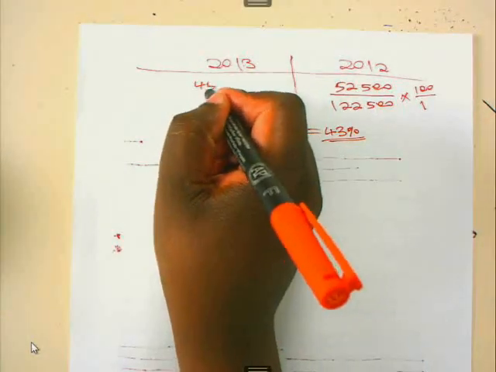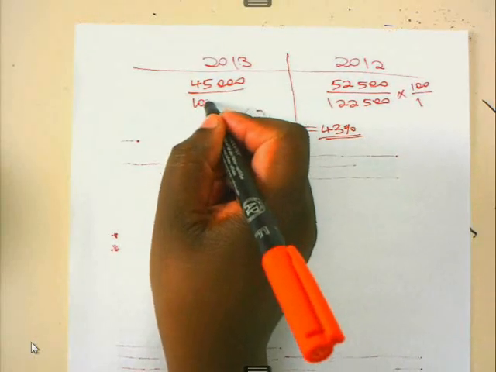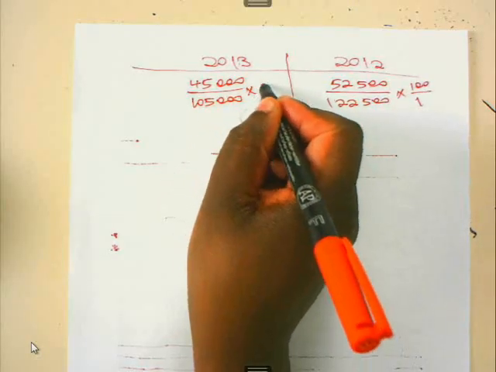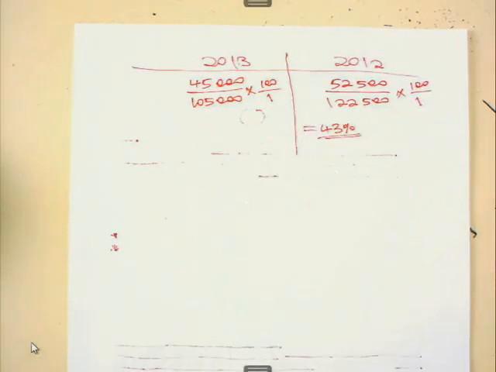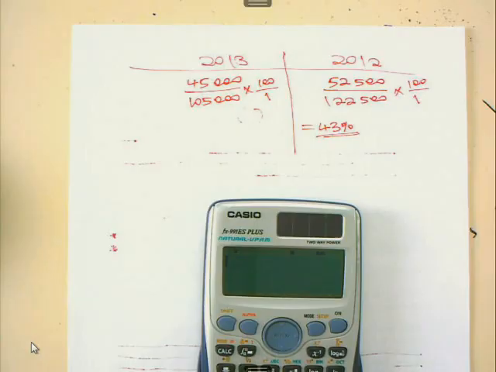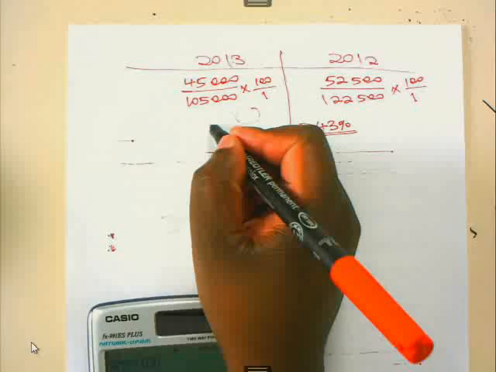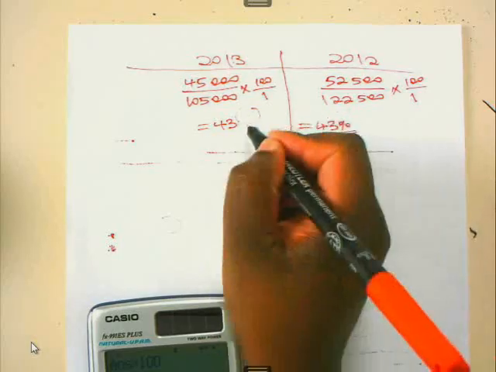We have your 45,000 gross profit. You divide that by the sales of 105,000. You multiply it by 100 over 1. Then your results will be, it's 45,000 divided by the sales of 105,000, multiplied by 100 over 1, which gives you 42 point something, which takes us to 43. Round it off, it's 43%.